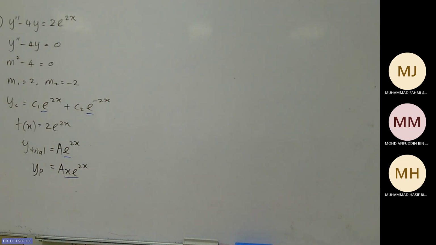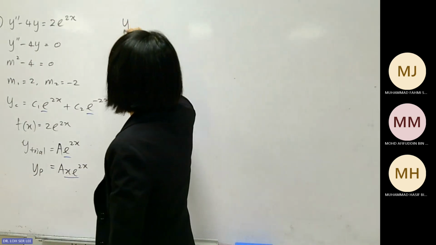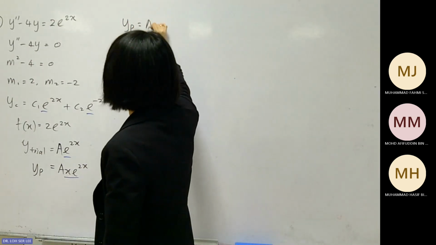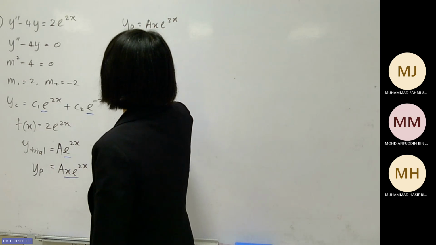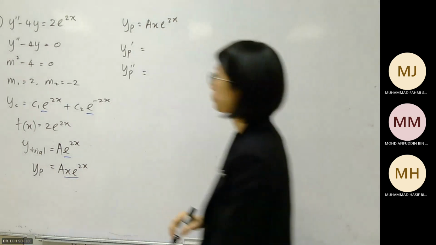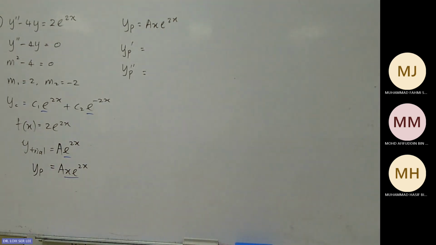Next, we differentiate yp twice. So yp is a x e^2x. Get your yp prime and yp double prime. This one you have to use the product rule.